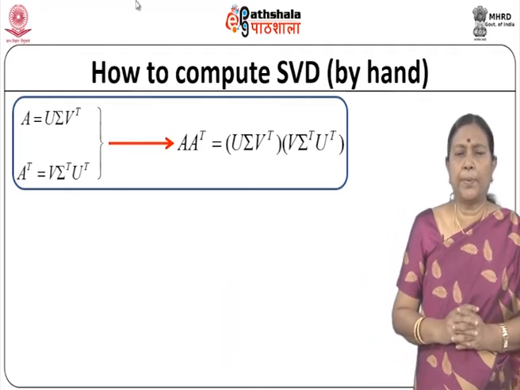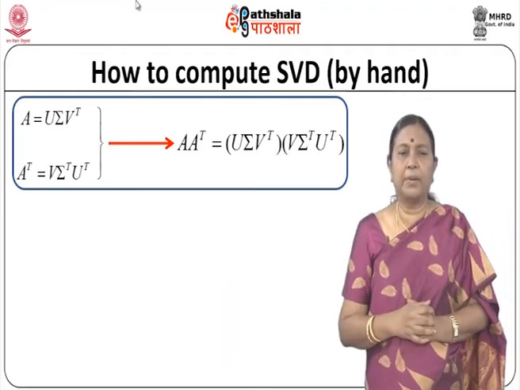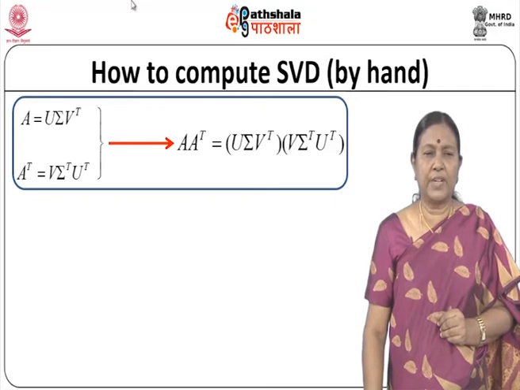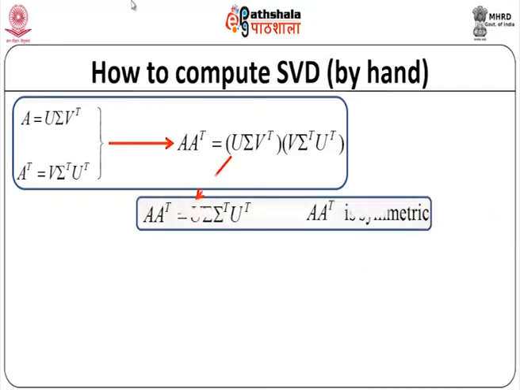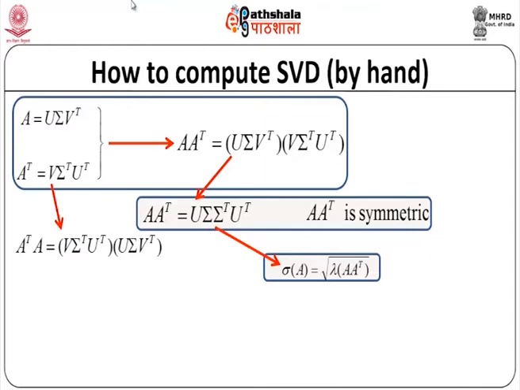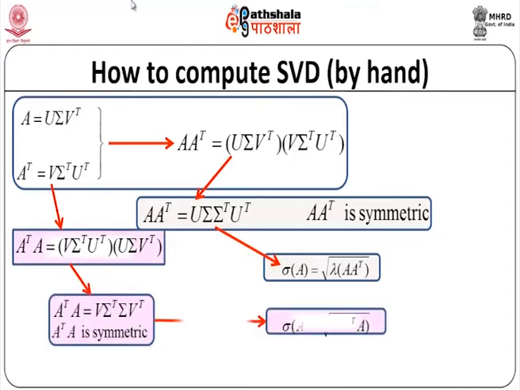So, how do you compute SVD by hand? There are a lot of tools available for computing this. You first take A A transpose, and A A transpose will give you U Sigma Sigma transpose U transpose, because A A transpose is symmetric. So, this is nothing but the sigma of A, which is the square root of lambda of A A transpose, and A transpose A can be written in the same way. This is symmetric again. So, we get finally sigma of A equal to the square root of this. This is how we get that value.